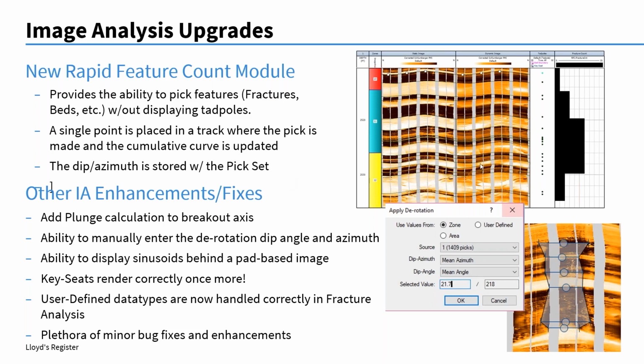Other enhancements that we have made to IA, before I get to the one big final one, is a plunge calculation for the breakout axis. It used to be just a constant that we put in there. We're now actually doing the maths and calculating the plunge value based on the borehole orientation. You can also now manually enter a derotation, dip angle, and azimuth. Previously, you would have to take the mean or min or max values from a zone or an area that you've defined. We now let you just type the values in. A couple of other little features in here that we've added. I should point out my favorite is we can finally now render keyseats correctly. I believe that was broken for a while, so I'm glad that's back in.